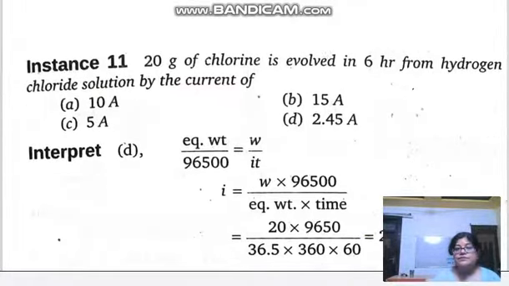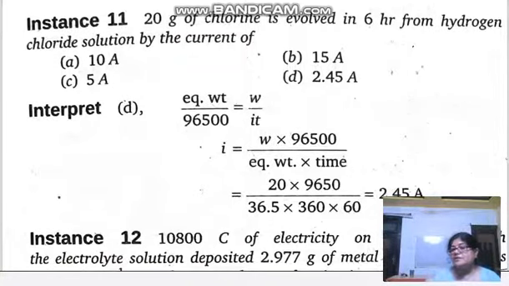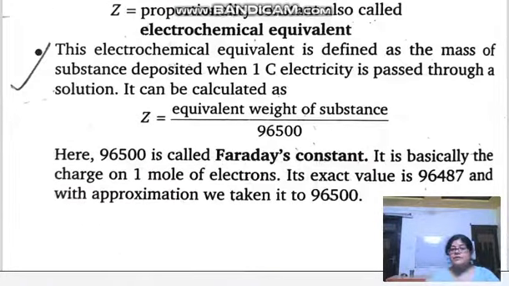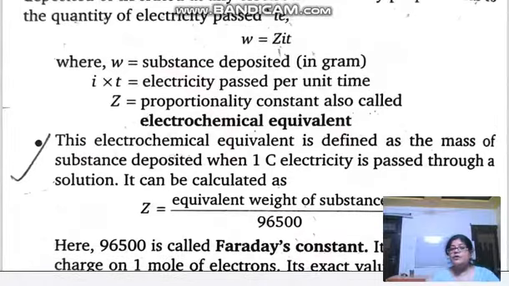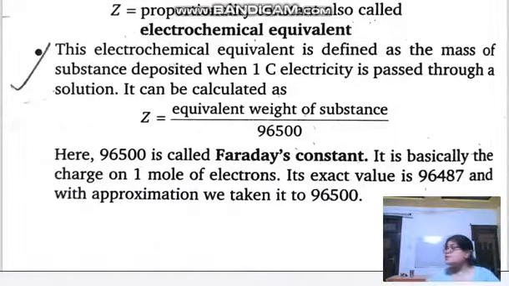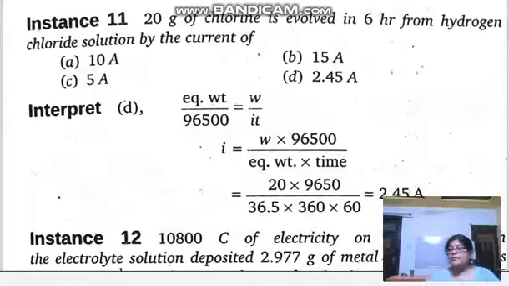Now, for example, we have a question. 20 gram of chlorine is evolved in 6 hours from hydrogen chloride solution. We want 20 gram of chlorine in 6 hours, and how much electricity do we have to give? Now we have the formula: Z is equal to equivalent weight upon 96500, and from here we also have Z is equal to W by IT. So we can equate both of them, W by IT and this.